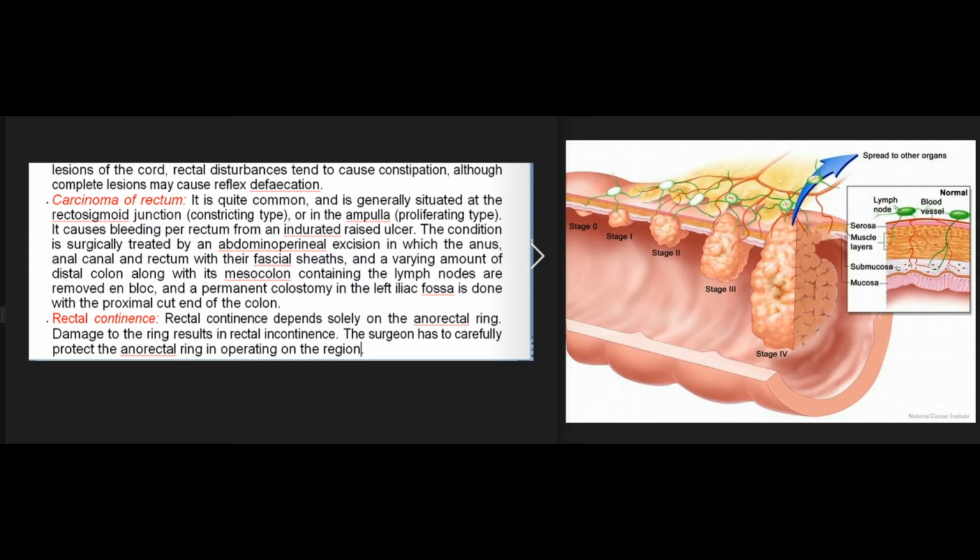Carcinoma of rectum. It is quite common, and is generally situated at the rectosigmoid junction, constricting type, or in the ampulla, proliferating type. It causes bleeding per rectum from an indurated raised ulcer. The condition is surgically treated by an abdominoperineal excision in which the anus, anal canal, and rectum with their fascial sheaths, and a varying amount of distal colon along with its mesocolon containing the lymph nodes are removed en bloc, and a permanent colostomy in the left iliac fossa is done with the proximal cut end of the colon.